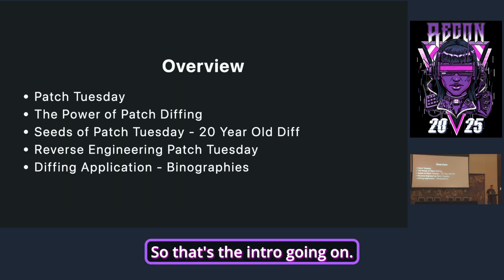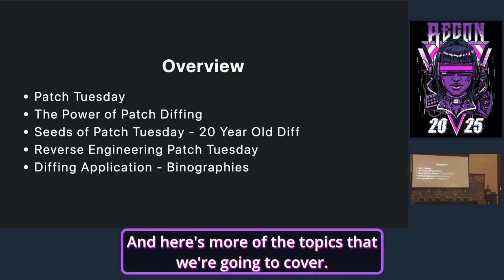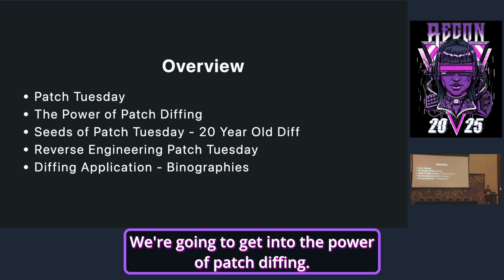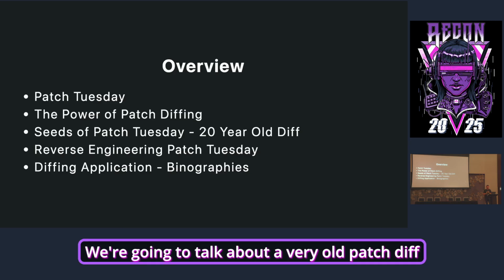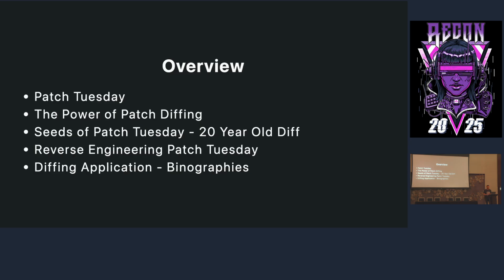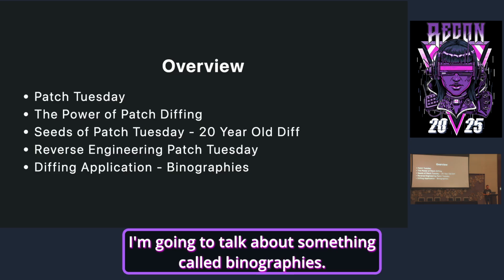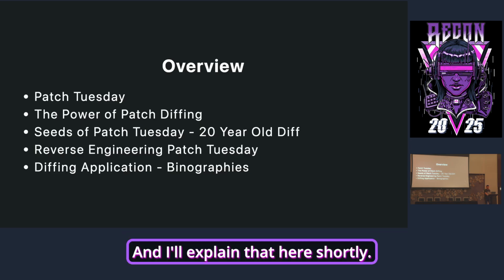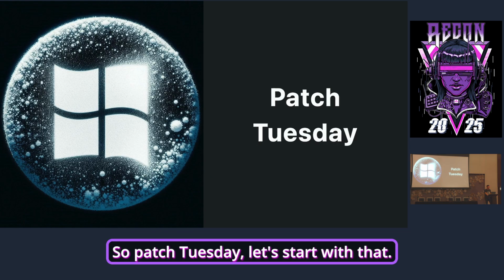So that's the intro going on, and here's one of the topics that we're going to cover. We're going to get into the power of patch diffing. We're going to talk about a very old patch diff from the MS Blaster worm. We're going to reverse engineer Patch Tuesday. I'm going to talk about something called binographies, and I'll explain that here shortly. So Patch Tuesday, let's start with that.